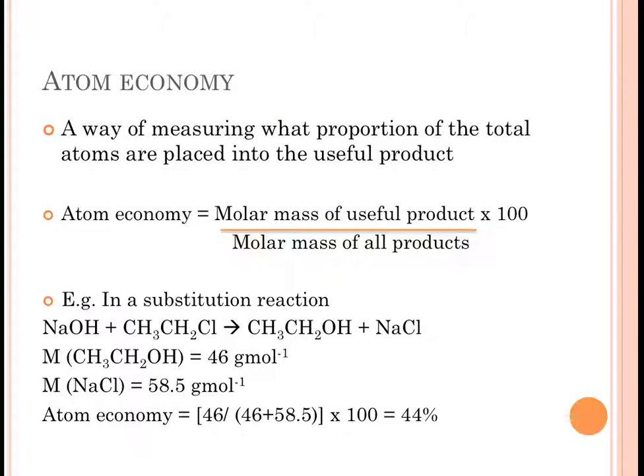A couple of important things that you'll need to calculate here. The first is atom economy. Now, atom economy is very useful because it measures what proportion of the total matter you started with ended up in your useful product as opposed to your waste products. Simple calculation, you find the molar mass of your useful product, divide it by the molar mass of all products, and times by 100.